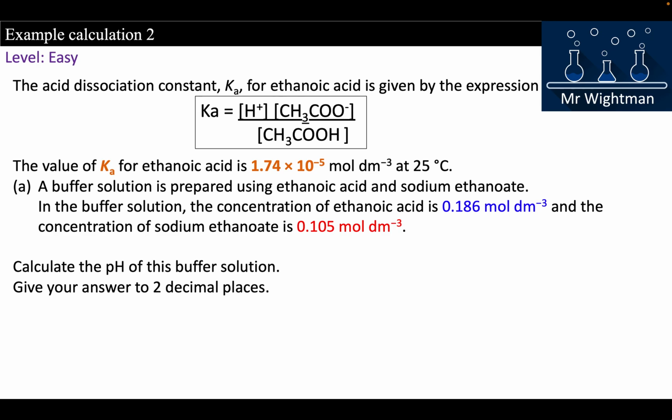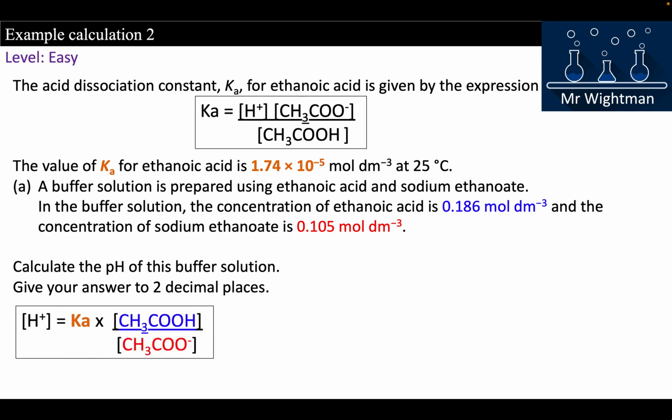So going through this one again. The acid dissociation constant Ka for ethanoic acid is given by the expression below. The value of Ka of ethanoic acid is given, and a buffer solution is prepared using ethanoic acid and sodium ethanoate. In the buffer solution, the concentration of ethanoic acid is 0.186 and the concentration of sodium ethanoate is 0.105. If you'd like, you could pause the screen to see if you can get the value for the pH for this, but I'll be going through it now.